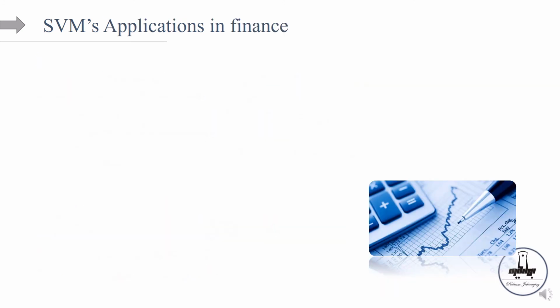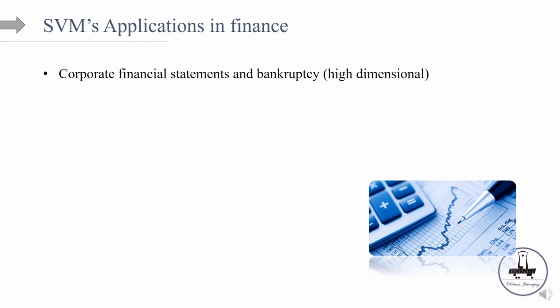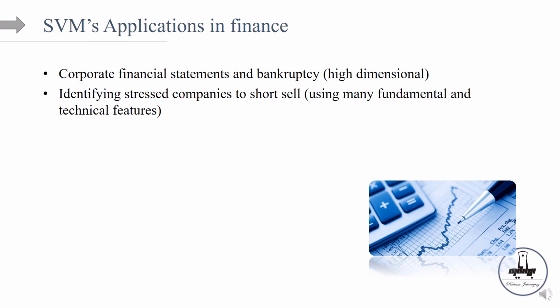Let's wrap up this episode by going over SVM's applications in finance. So SVM has many applications in investment management. It is particularly used for small to medium-sized but complex high-dimensional datasets, such as corporate financial statements or bankruptcy databases. SVM is also used for identifying stressed companies to short sell, basically using many fundamental and technical features, right? Investors seek to predict company failures for identifying stocks to avoid or to short sell them.